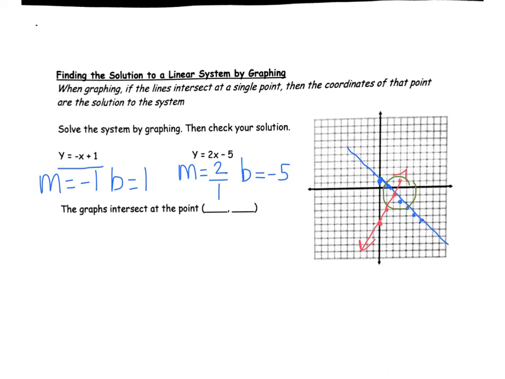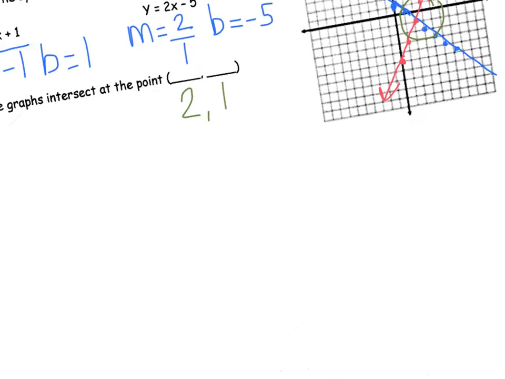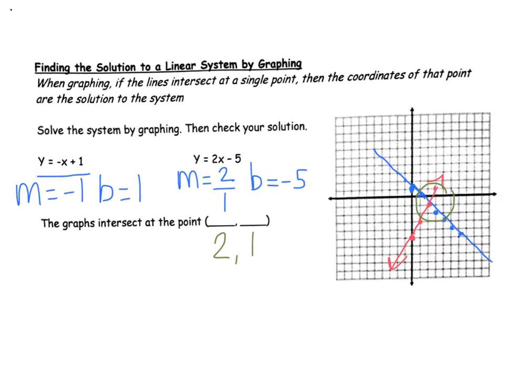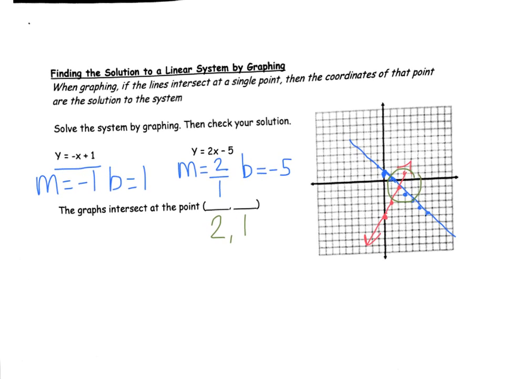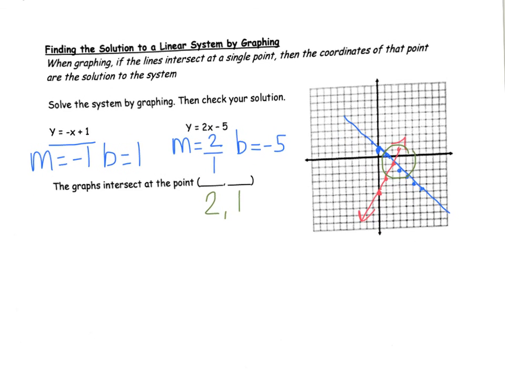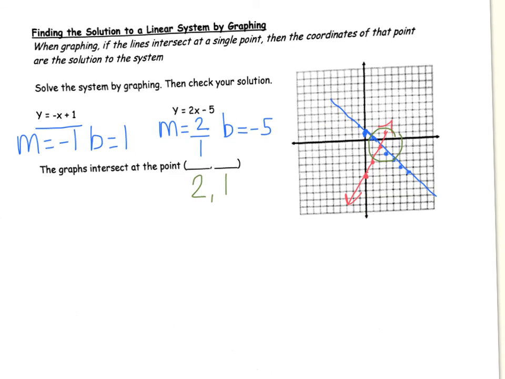So that is our solution. So our solution to this system is, I went over 2, down 1, so it's 2, 1. That is the solution to this system. It looks like that might be our notes, guys. We'll get used to this. Hopefully this will work well.